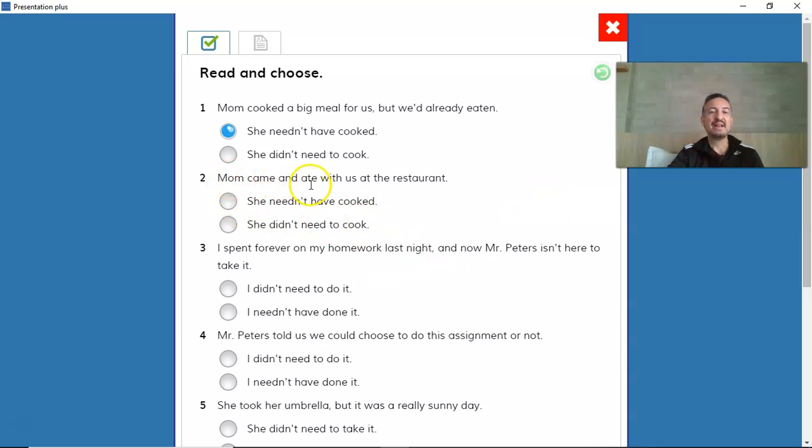Mom came and ate with us at the restaurant. So she didn't cook anything because it wasn't necessary. We went to the restaurant to eat. So she didn't need to cook. And she actually didn't cook because she didn't need to. Alright, so this one.